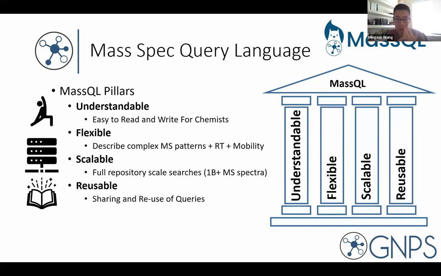And finally, we want it to be reusable, right? We don't want one-off scripts that are dead ends. If you spent the time to figure out what you want to look for, you can share that with collaborators within your own lab, with your students and postdocs, but also share it with the rest of the community so they can benefit from the knowledge that you put into this particular query. So those are the four pillars.